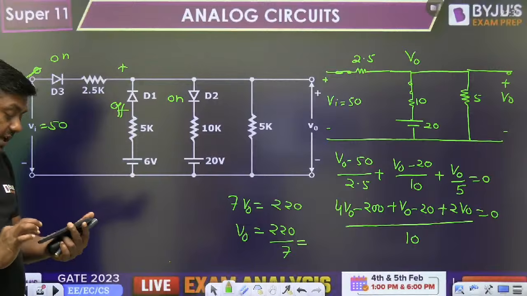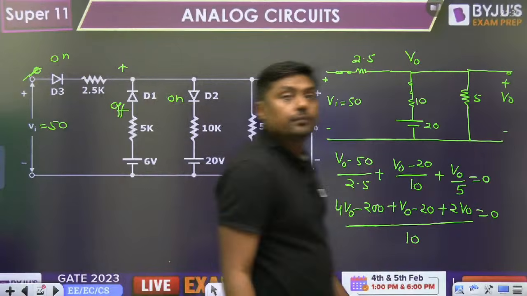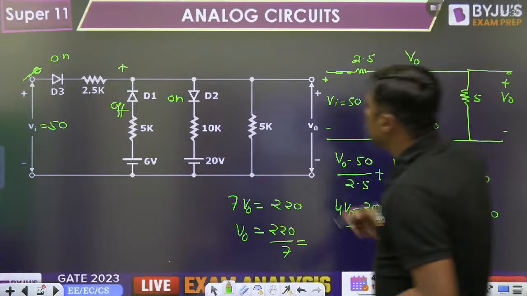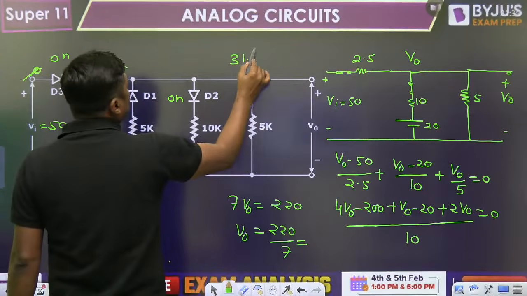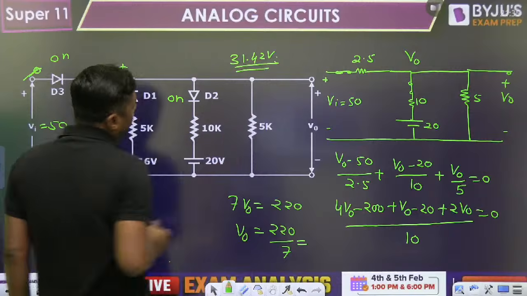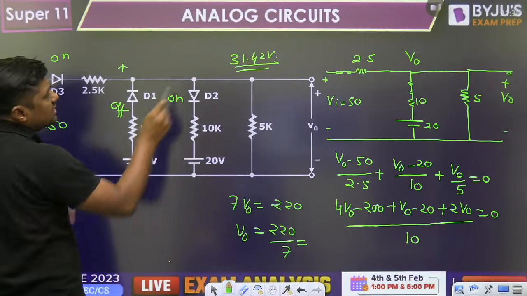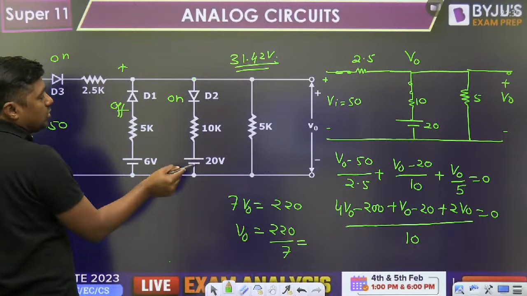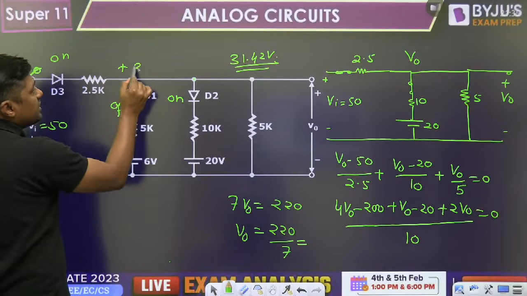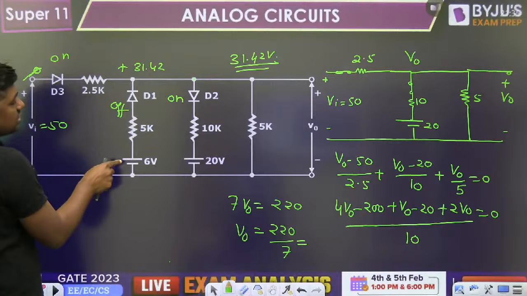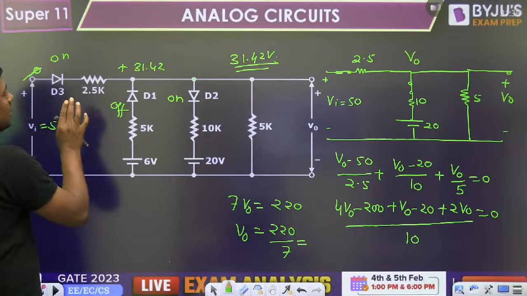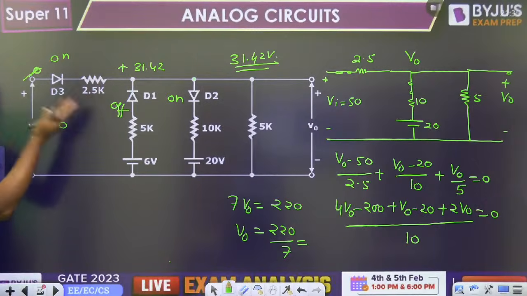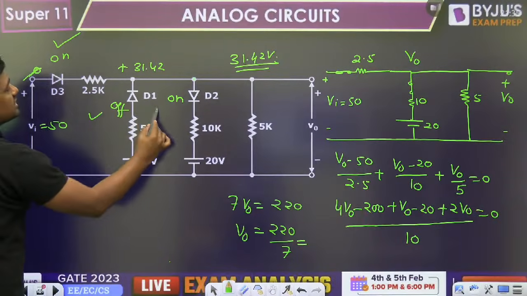220 divided by 7 is 31.42 volt. So we are getting the output 31.42 volt. And my dear friend, at this point, if this is 31.42 volt, definitely this diode is on, because 20 volt is less. And if here it is 31.42 and here it is only 6 volt, then definitely this diode is off. And here we have the 50 volt and here we have 31.42, means this diode is on. Our assumption is correct.